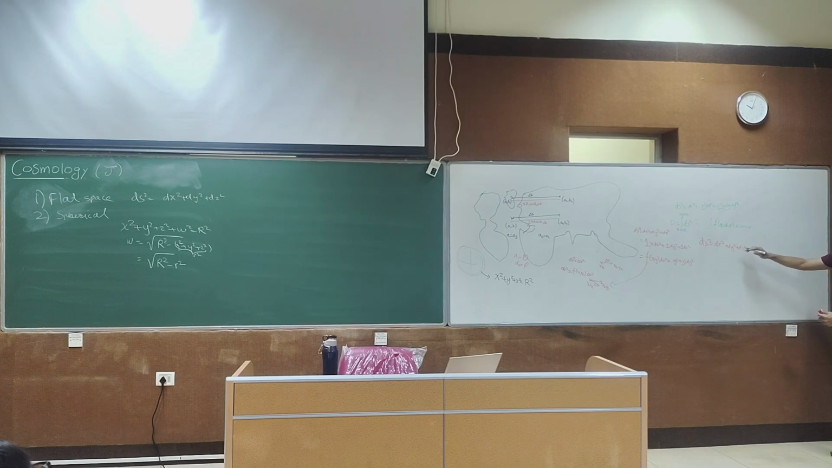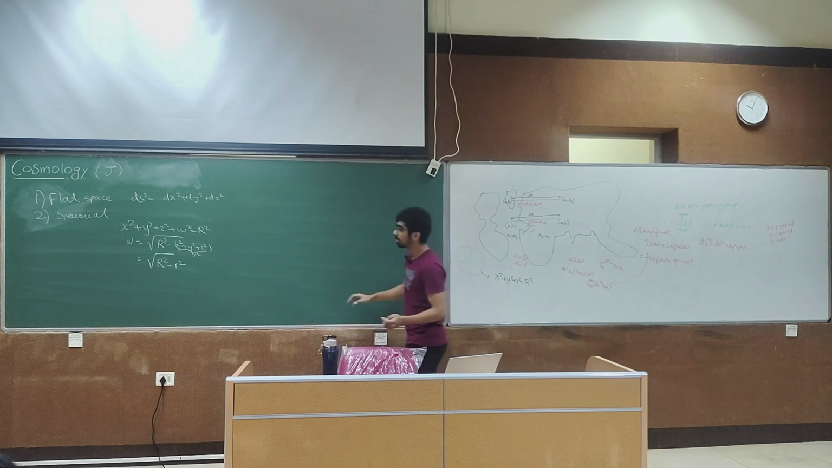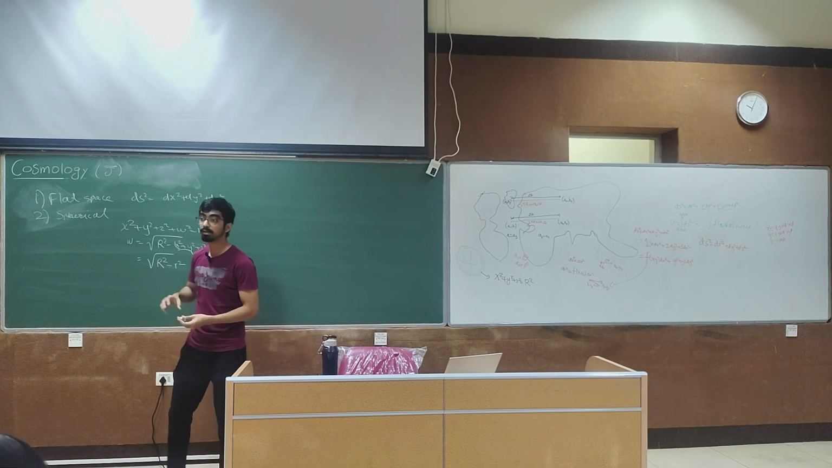Either way, we can have one coordinate system, express x equal to r sine theta cos phi, y equal to r sine theta sin phi, and z equal to r cos theta, and take the differential elements and you will get to this metric, right? Similarly, now you can check that if we have this kind of thing, yes.